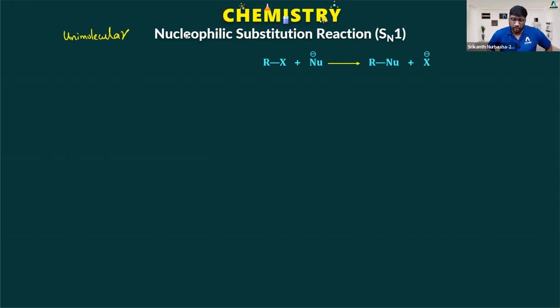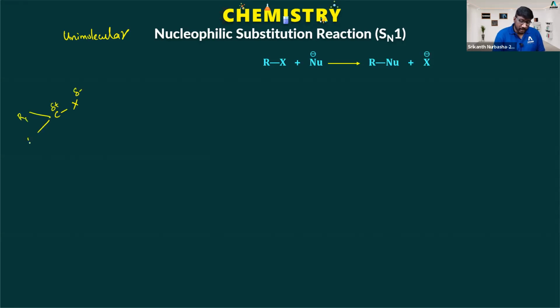What type of solvents are preferred in this reaction? Polar protic or polar aprotic? Polar protic. Why? Because the rate does not depend upon nucleophilicity. Because the polar protic solvents are going to help in ionizing the bond. Yes or no? The carbon halogen bond is there, right? This carbon has a partial positive charge, this halogen has a partial negative charge.